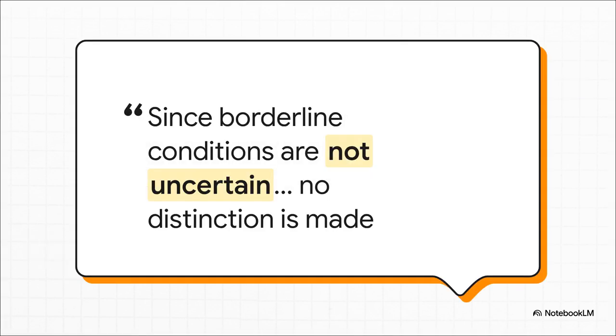Okay, now we really need to smash a very pervasive myth regarding care settings. If you read the textbooks, you learn that in the outpatient setting, you cannot code uncertain diagnoses like probable or suspected. You're supposed to code the symptoms instead. And because of this, a ton of coders incorrectly assume that they can't code borderline conditions in the outpatient setting either. But check out the exact FY 2026 CMS text. Since borderline conditions are not uncertain diagnoses, no distinction is made between the care setting.